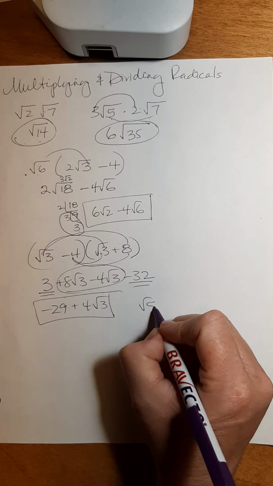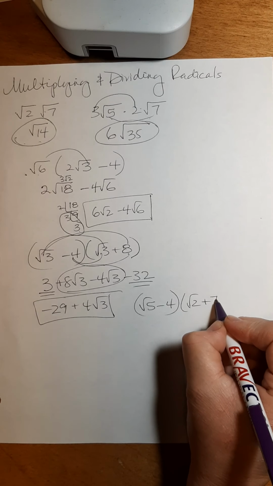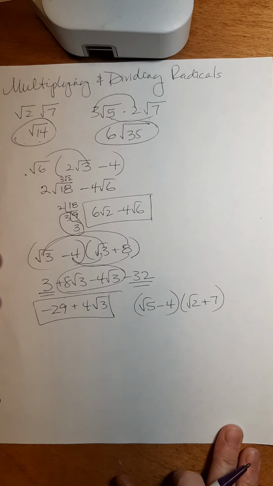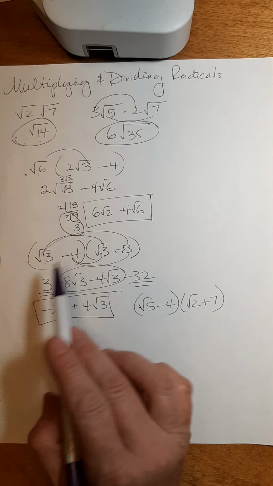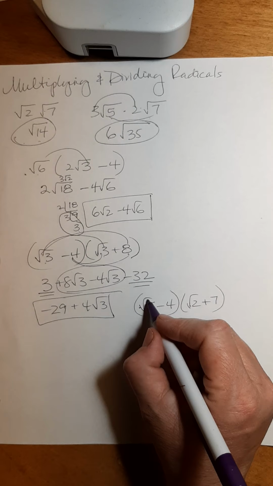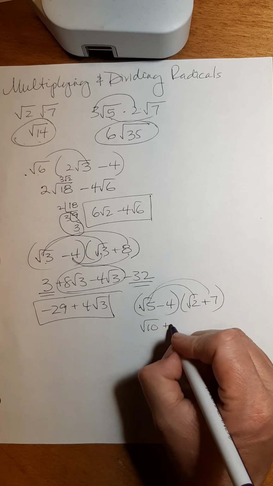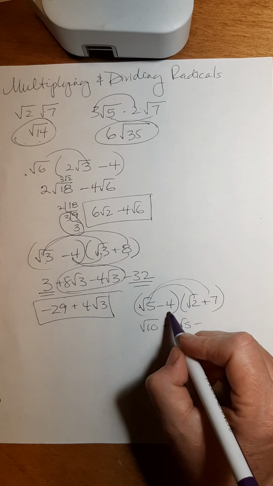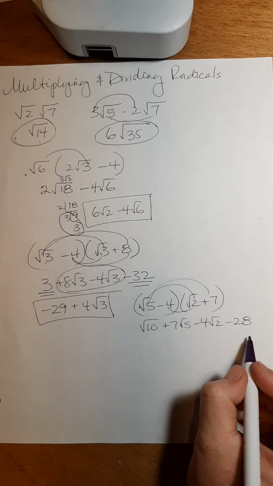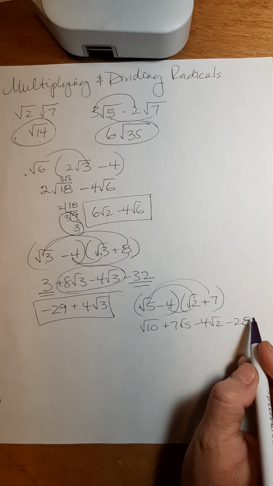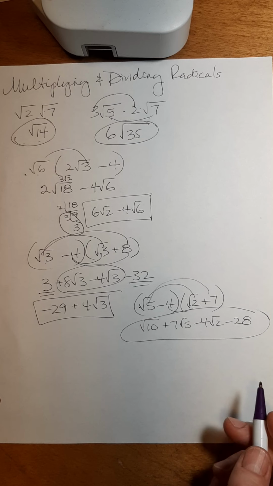Now let's say you had something like square root of 5 minus 4 and square root of 2 plus 7. Notice how with this one, they're different square roots, where those had square root of 3 in common. So watch what's going to happen. You get square root of 10 plus 7 square root of 5 minus 4 square root of 2 minus 28. Nothing's alike. So if the square roots are two different ones, you're not going to be able to do anything with it.